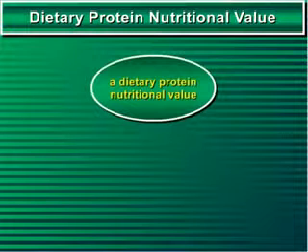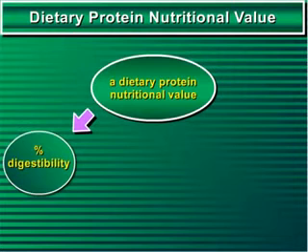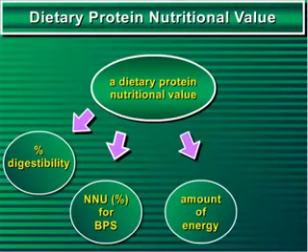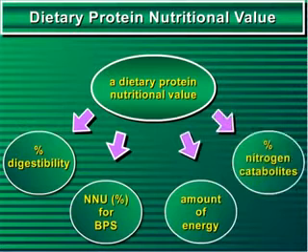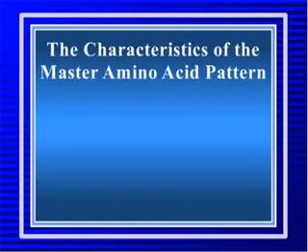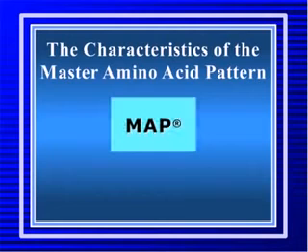To conclude, a dietary protein nutritional value can be evaluated by 4 parameters: the percentage of its digestibility, the percentage of its NNU for body protein synthesis, the amount of its released energy, and the percentage of its released nitrogen catabolites. The characteristics of the master amino acid pattern, MAP.